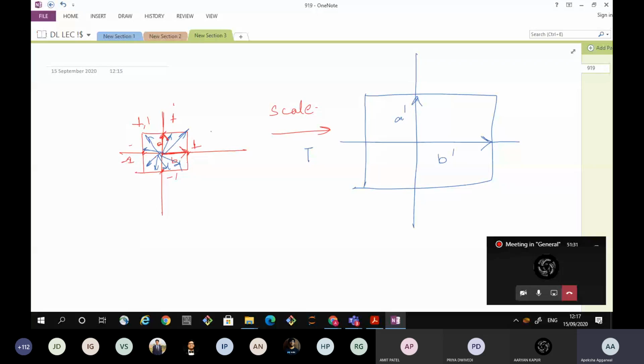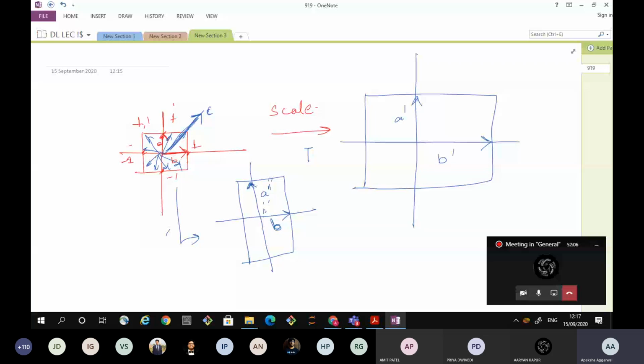Here I have scaled in both horizontal and vertical directions. Suppose I scale it only in the horizontal direction or only in the vertical direction. If I am scaling it only in the vertical direction, it will look something like this. Now you can see that A dash is changed, but B is the same. And let's say this vector I'll call C. So C would also be changed.